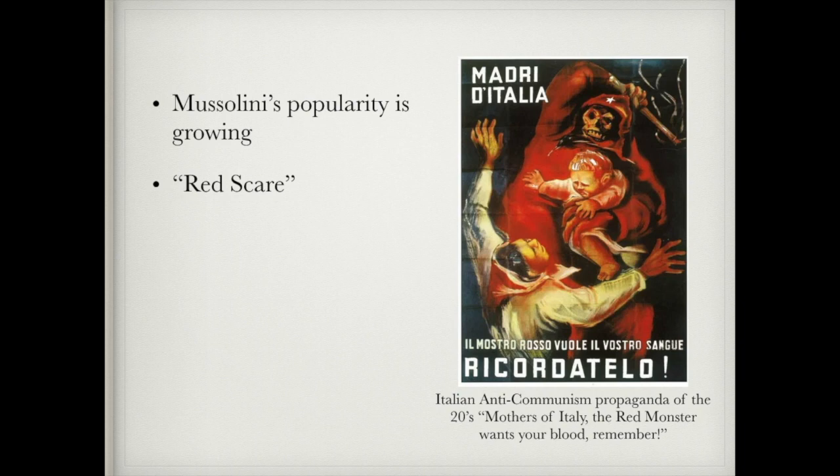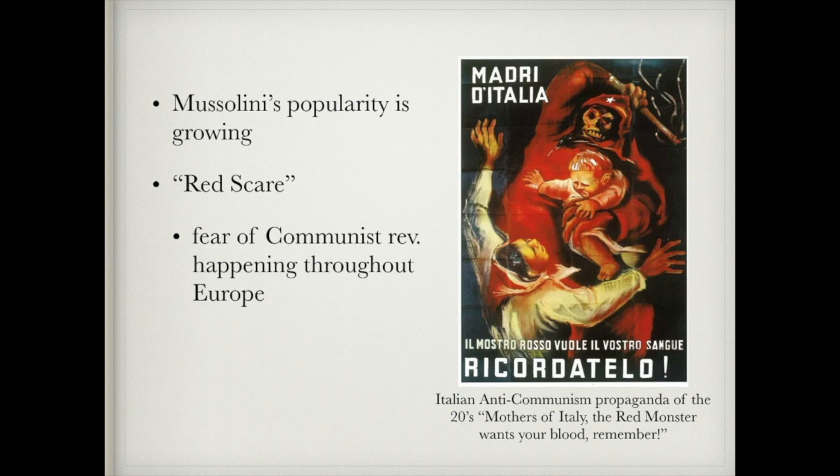Now, in the 1920s, we also see the Red Scare sweeping through Europe and even into North America. The Red Scare is the fear of communism sweeping through Europe into America. We see that there's a Bolshevik revolution that changes Russia into the Soviet Union. European nations are worried about a communist revolution happening in their own country.